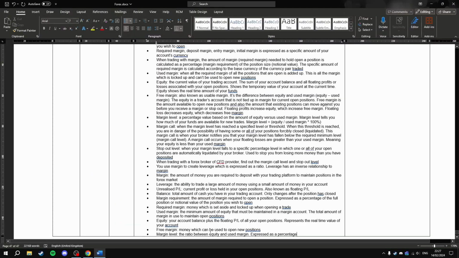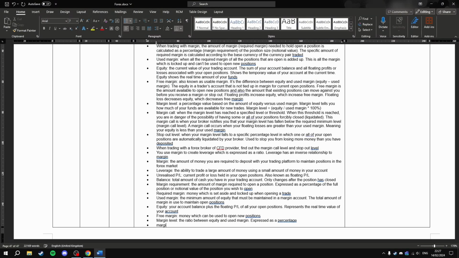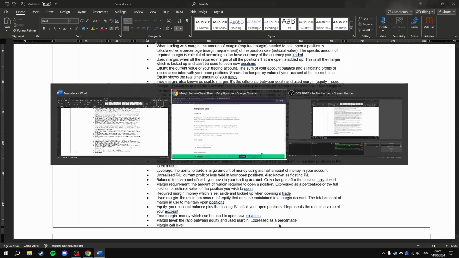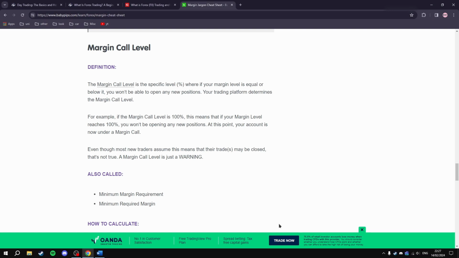Margin call level. Definition. The margin call level is a specific level percentage where if your margin level is equal to or below it, you won't be able to open any new positions. Your trading platform determines the margin call level.